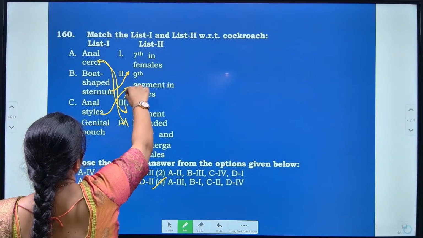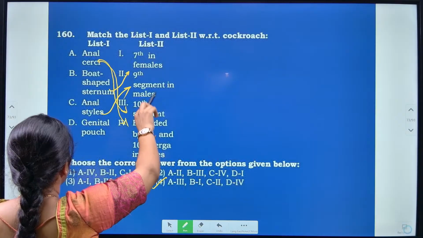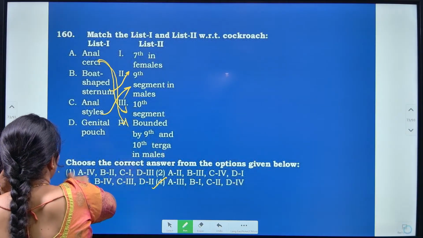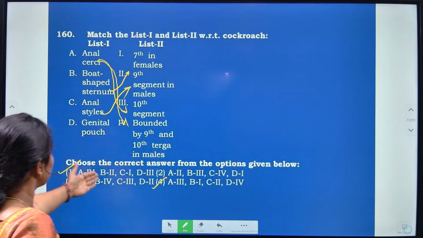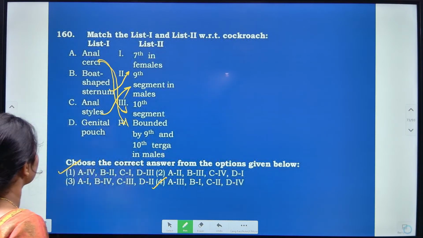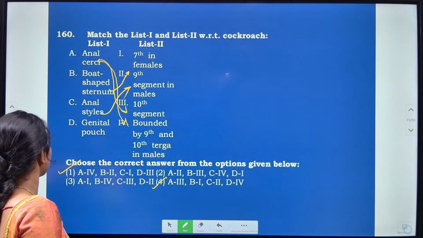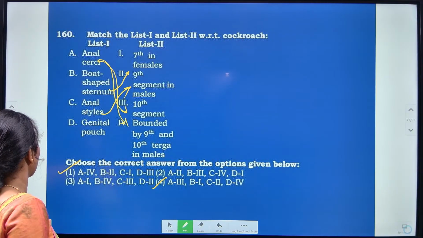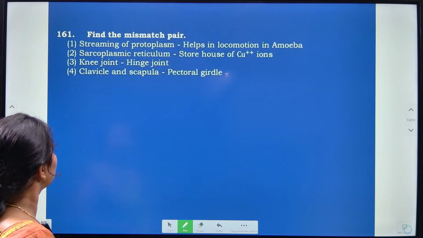Then comes the boat-shaped one here. Boat-shaped is with what? Two, okay, not this, so option A. So please make a correction. So A with 4, B with 2, C with 1 and D with 3 here, D with 3, right? I have just done it haphazardly, so you just make it clear and match with the following, right? So find the mismatched pair here.